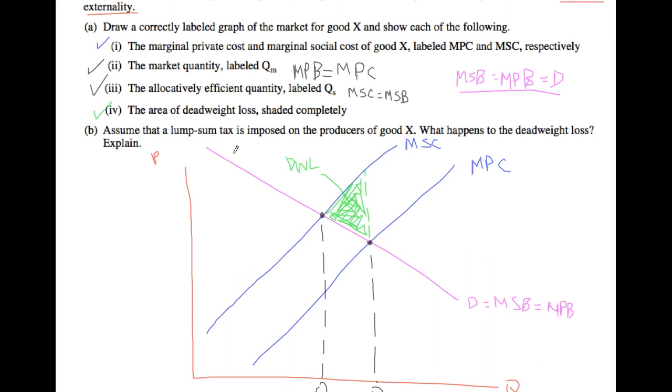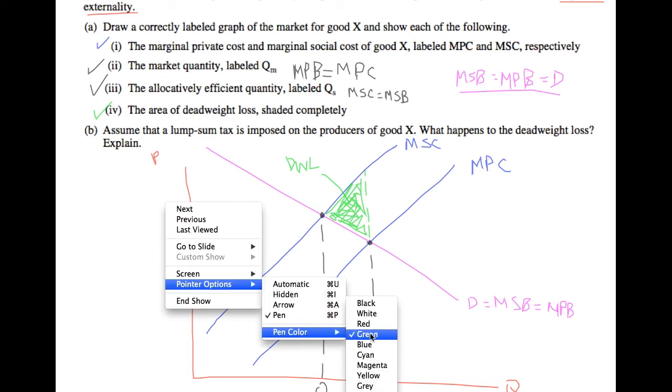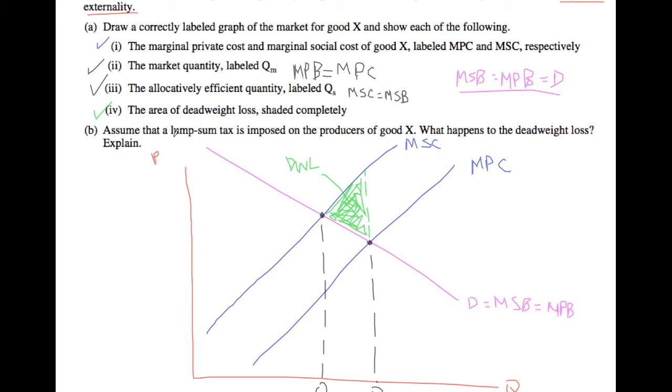And then finally, assume that a lump sum tax is imposed on the producers of good X. What happens to deadweight loss? Explain. So first, let's think about what a lump sum tax does. As we've gone over in more recent FRQ videos, a lump sum tax will essentially be a one-time tax, similar to a lump sum subsidy, in which you're dealing with a one-time payment to help subsidize the cost of something. Here, a lump sum tax is a one-time tax, and therefore this influences nothing in terms of the marginal cost because it's a one-time tax.